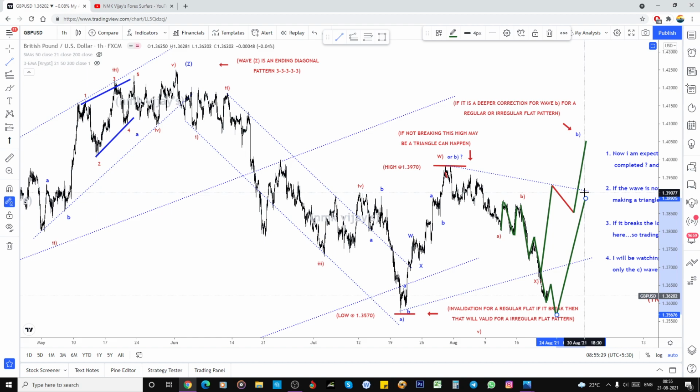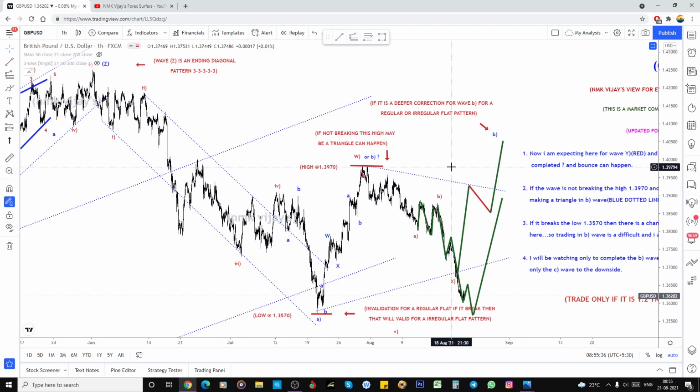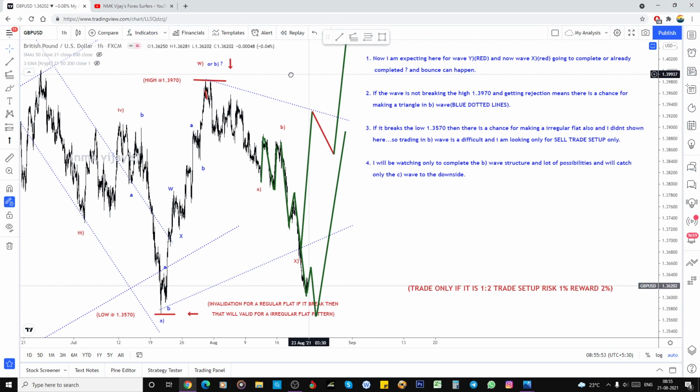I updated the US oil after nearly 1 month, because I'm not getting any clear picture, and I have explained that in the previous video also. So I'm expecting, if it breaks this low, again we are expecting that irregular flat formation, whether it is a running flat or it could be a triangle, a running triangle. And I have explained everything here.